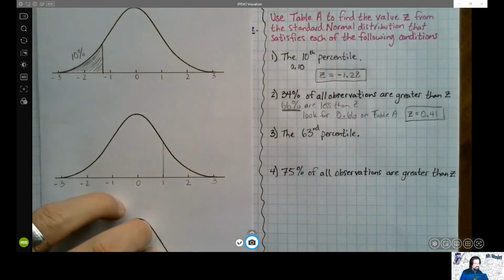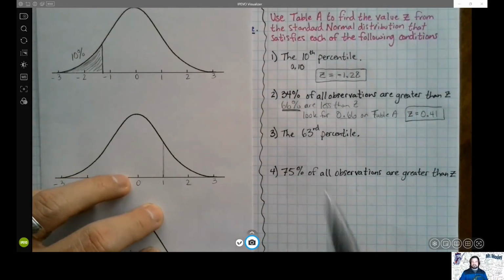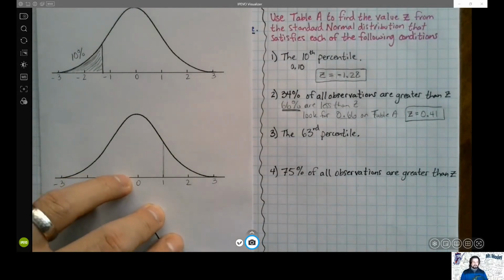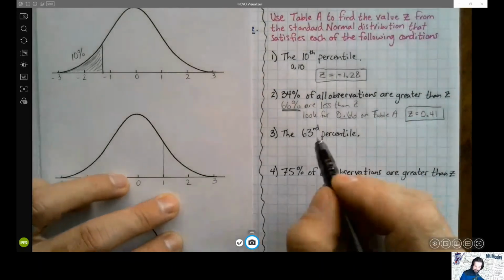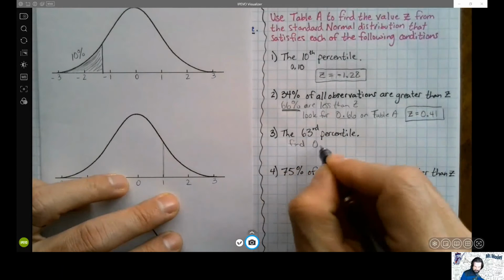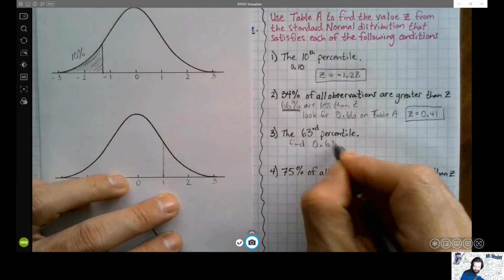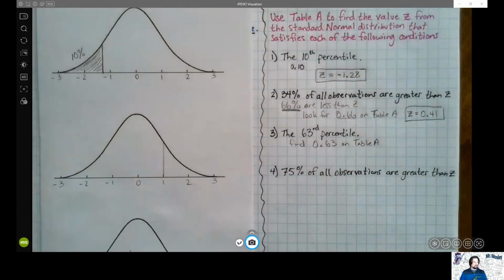63rd percentile for our next example here. That means I want to find the Z that goes along with 63% of my scores being less than that value. All right? So I need to find 0.63 on table A. Again, that's going to be positive Z.